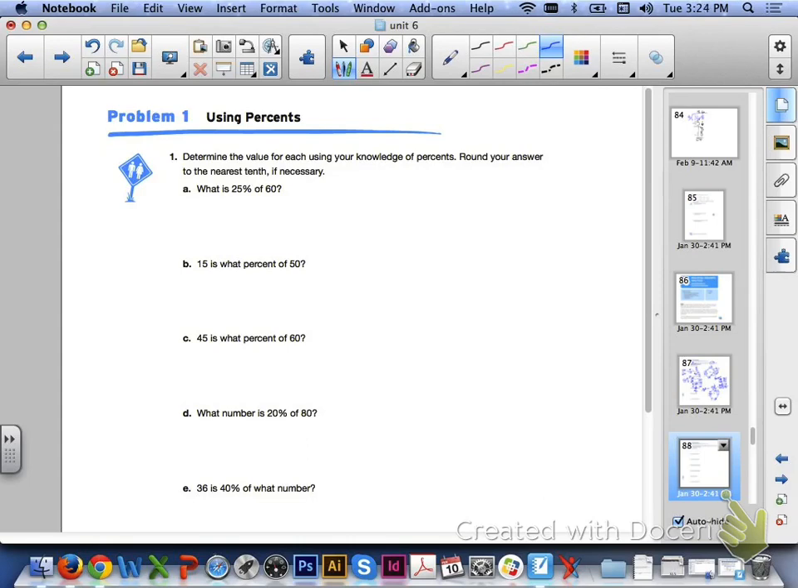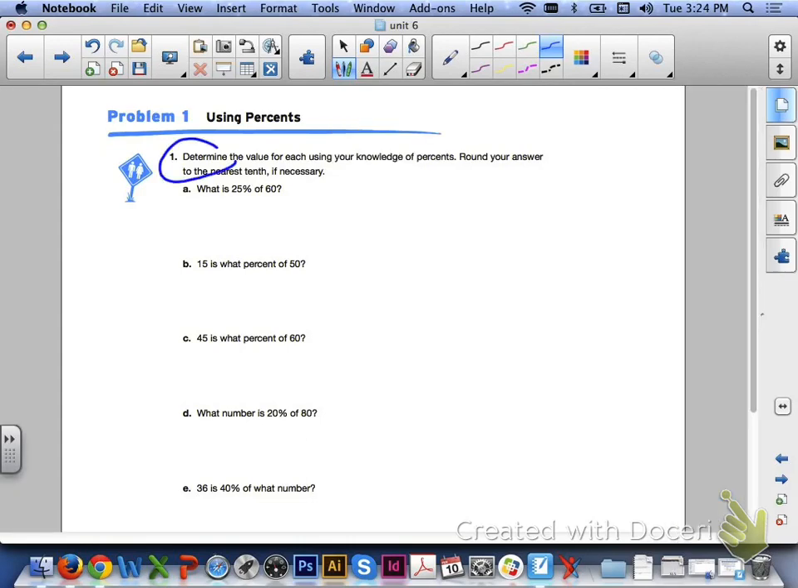So the first part here, remember, we need to make sure we mark our text. It says determine the value for each using your knowledge of percents, then round your answer to the nearest tenth if necessary. So the first one says, what is 25% of 60? Now remember, there's multiple ways to solve one problem. So we can look at this a couple of ways. 25%, I know that equals 1/4 of the whole thing. Okay?